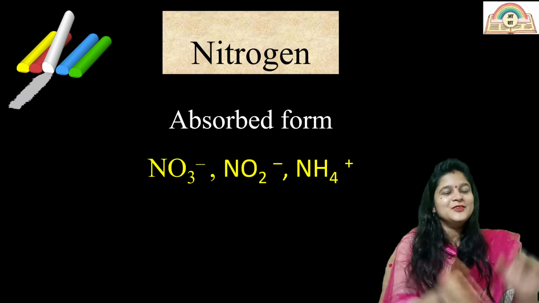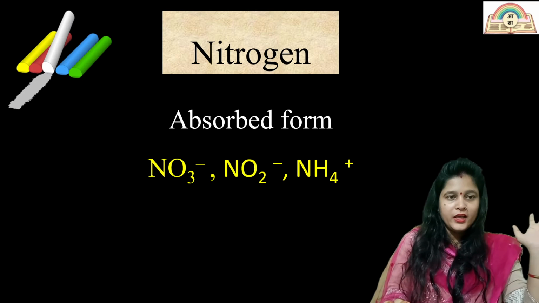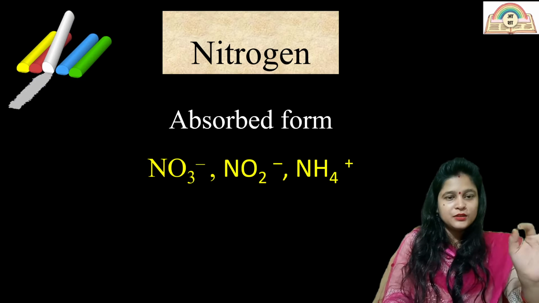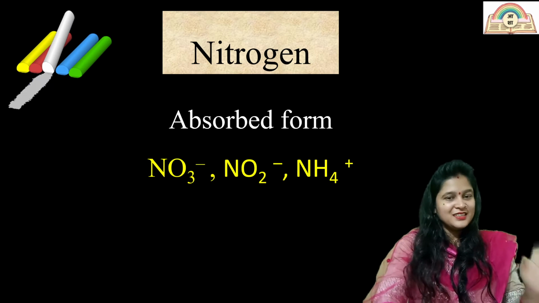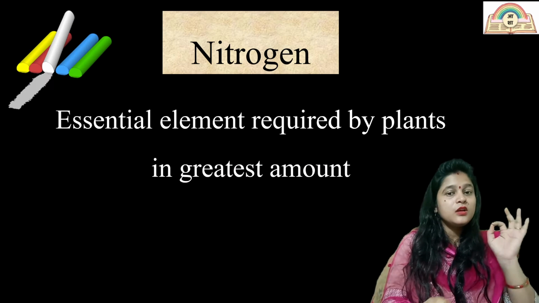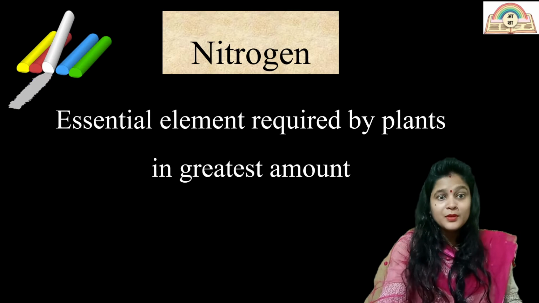Now, the form in which nitrogen is absorbed. Plants absorb nitrogen mostly as nitrate from the soil, NO3 minus, and some amount is absorbed in the form of nitrite, that is NO2 minus, and NH4 plus, that is ammonium ions. Now it is an essential element which is required by plants in the greatest amount. This is important because it's from NCERT.